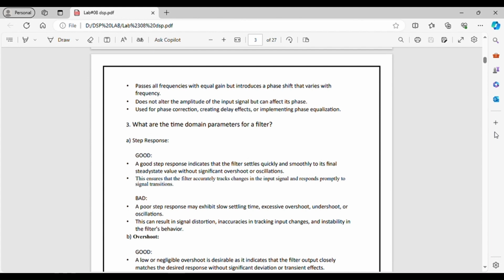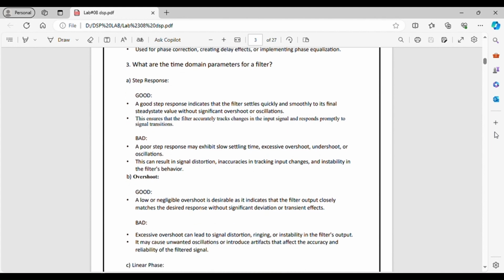The time domain parameter for a filter is step response. It may be good or bad. A good step response indicates that the filter settles quickly or smoothly to its final steady state value without significant overshoot or oscillations. A poor step response may exhibit slow settling time, excessive overshoot, undershoot, or oscillations. This can result in signal distortion, inaccuracies in tracking input changes, and instability in the filter's behavior.